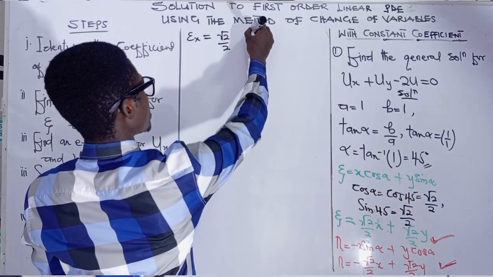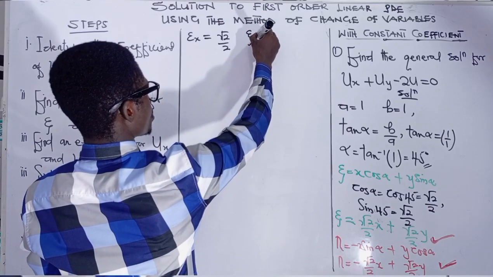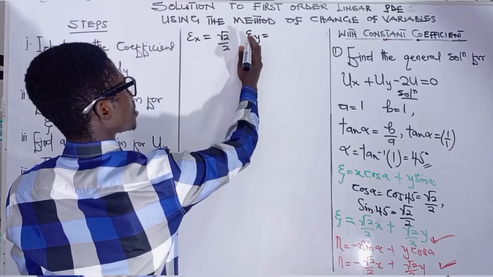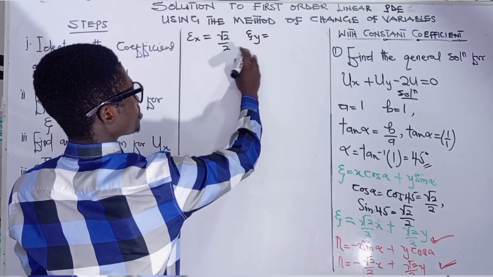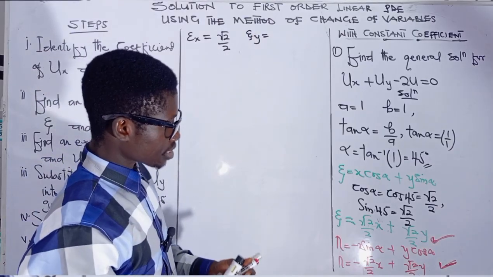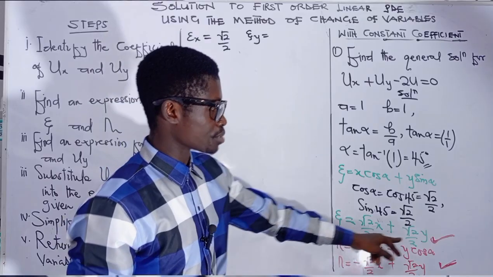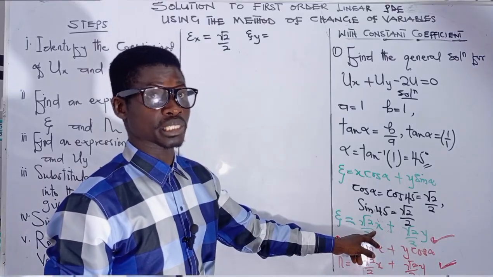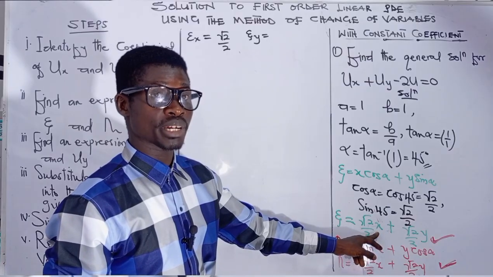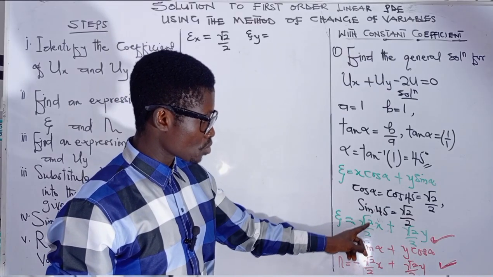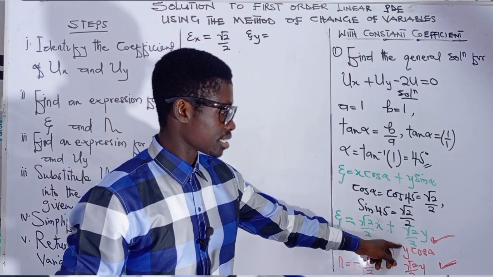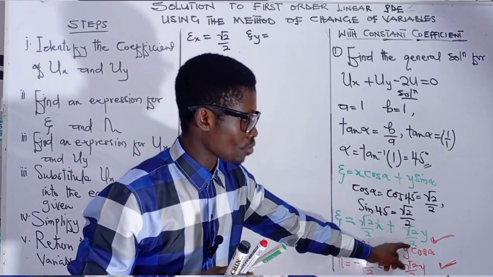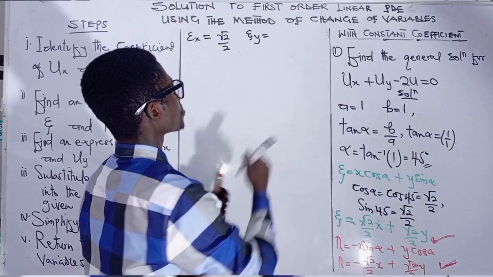Then we find the partial derivative of xi with respect to y. So it means we are going to differentiate xi with respect to y. Since we are differentiating with respect to y, any function of x becomes a constant. And whenever we differentiate a constant, we get 0. So 0 times root 2 over 2 gives us 0. We are left with this. Now when we differentiate y with respect to y, we get 1. 1 times root 2 over 2 gives us root 2 over 2.